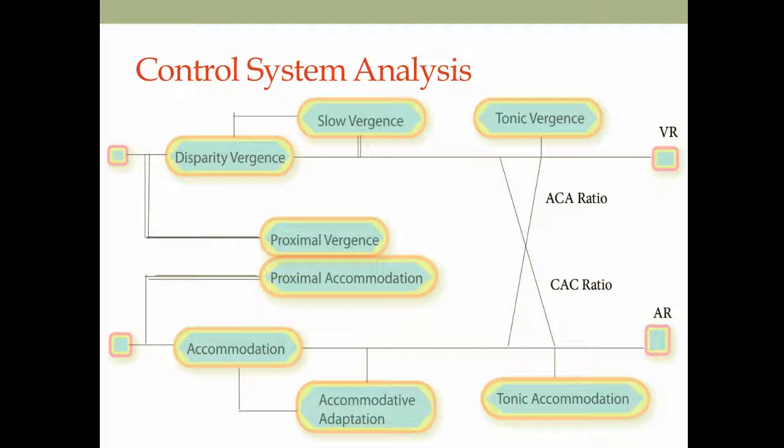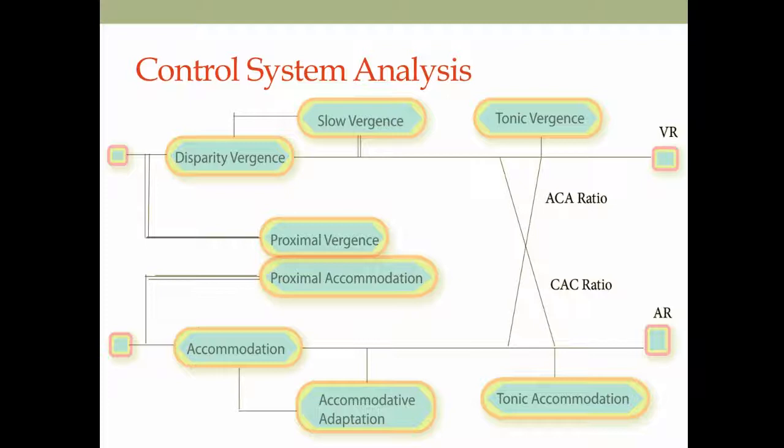The control system puts this whole thing together. And note, it is not additive. It's interactive feedback. If there is a large error, meaning a large Fourier error, we can use disparity vergence, slow vergence, tonic vergence, ACA ratio, or convergence accommodation convergence ratio to take a load off of either the accommodative system or the vergence system. And we can input in any one of these particular segments to take the load off of a vergence response, VR, or an accommodative response.